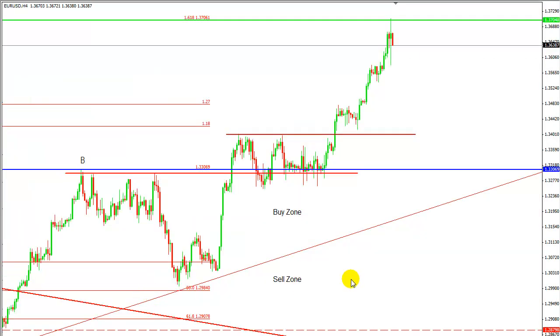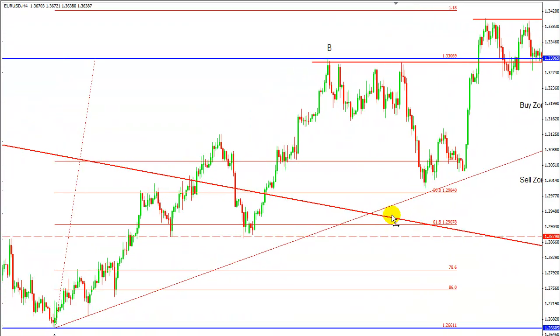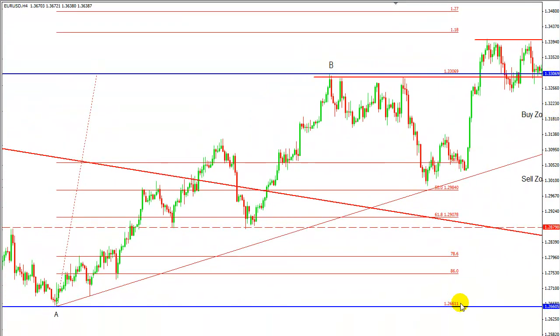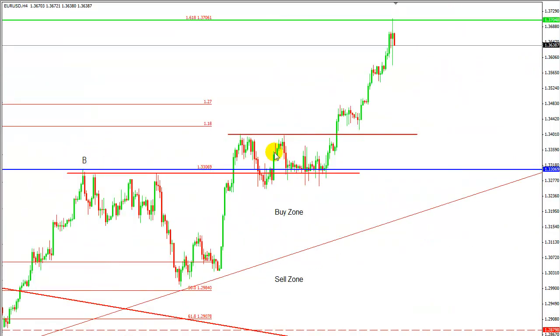So if we take a look at the 4 hour, we've got the AB swing. Well, the A is at 1.2661 and the B is at 1.3306. And of course, this was the consolidation area. And of course, look at this. This is the actual test right here. Let's just draw this in. This was the test with a lovely pin bar, look.